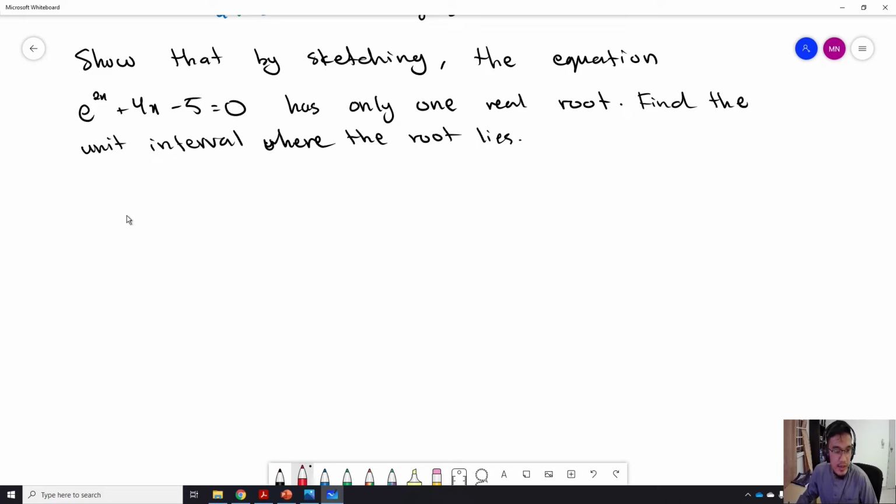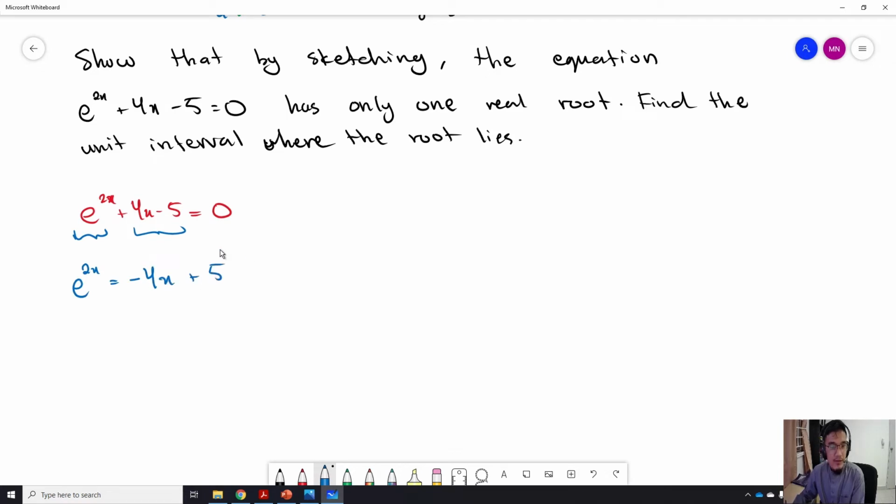Now let's look at the equation. We have e to the power 2x plus 4x minus 5 equal to 0. Okay, if we look closely, we can see that this is one function and this is another function. So just like before, we can separate the function into two types of function. Bring one to the left and right of the equation. So then we have e to the power 2x equal to negative 4x plus 5.